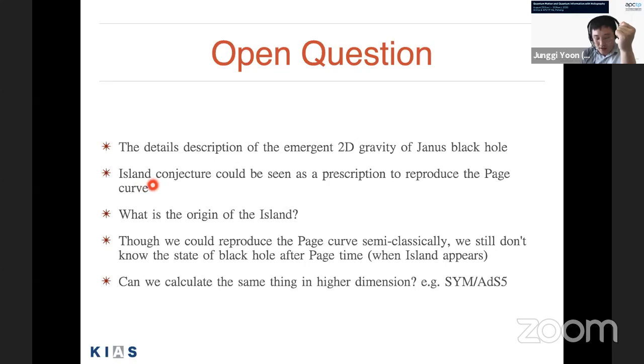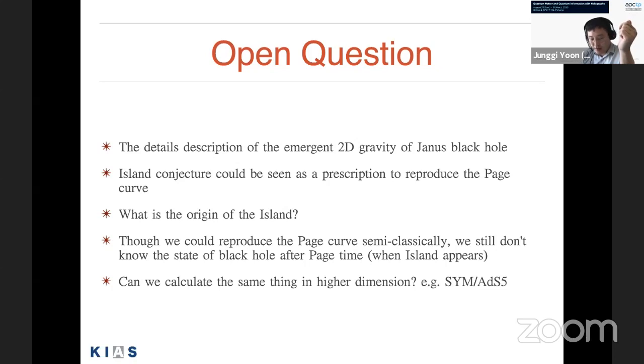And here, some of you might say that this island conjecture is just a prescription added by hand to reproduce the correct Page curve. But of course, this may be by chance, but if this is really a fundamental phenomenon, you have to ask what is the origin of the island. And this is a very important open question.